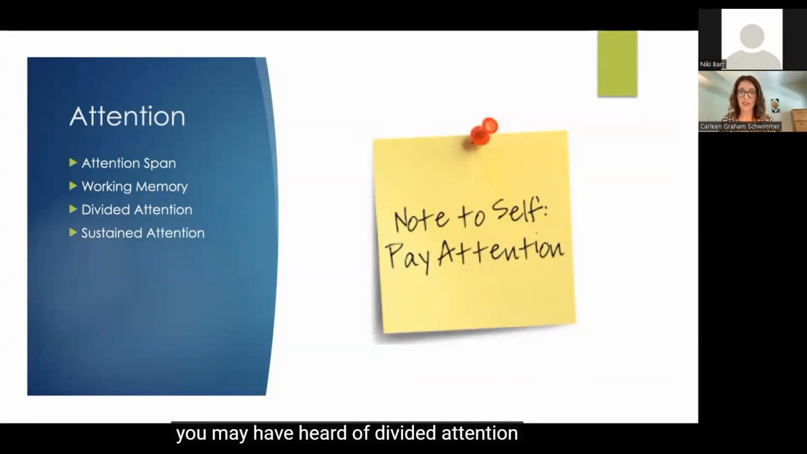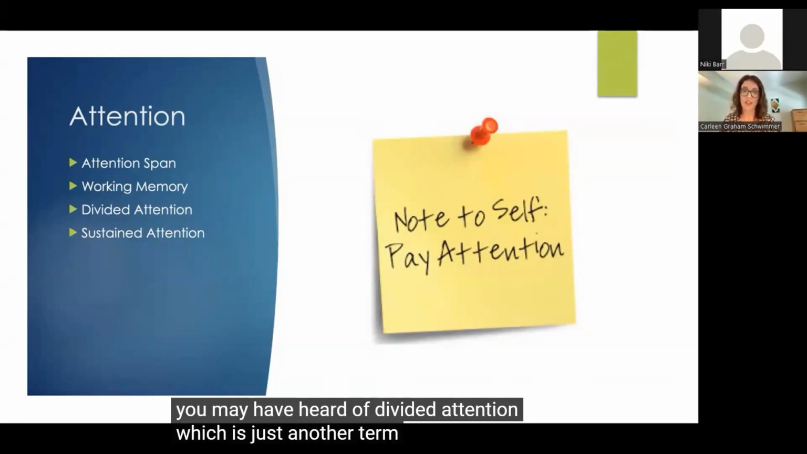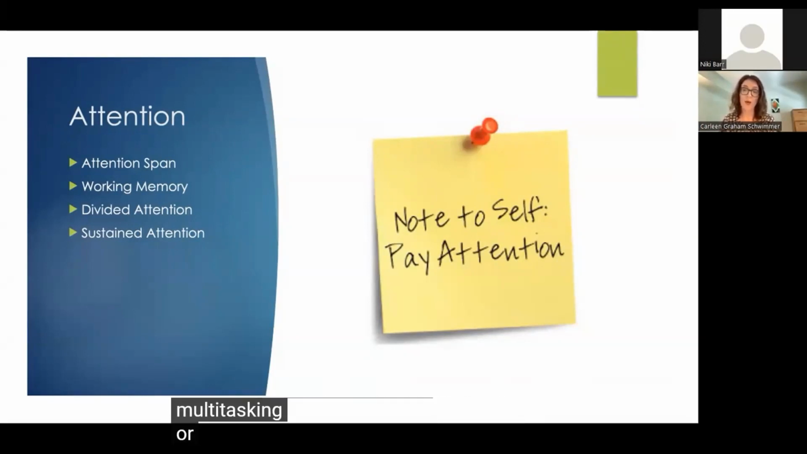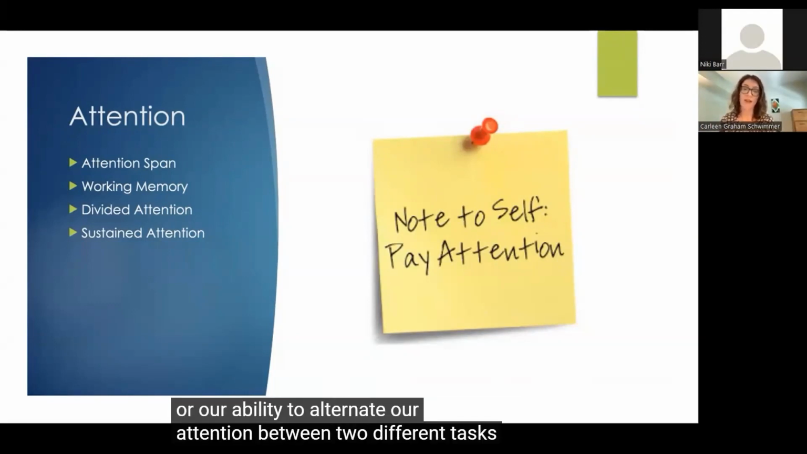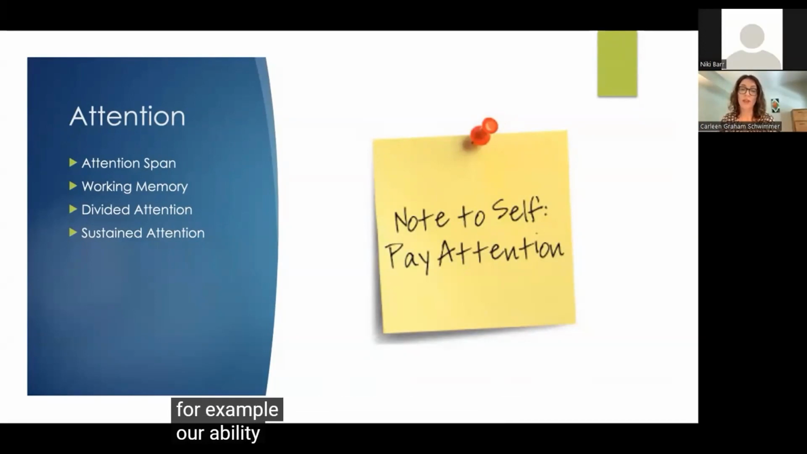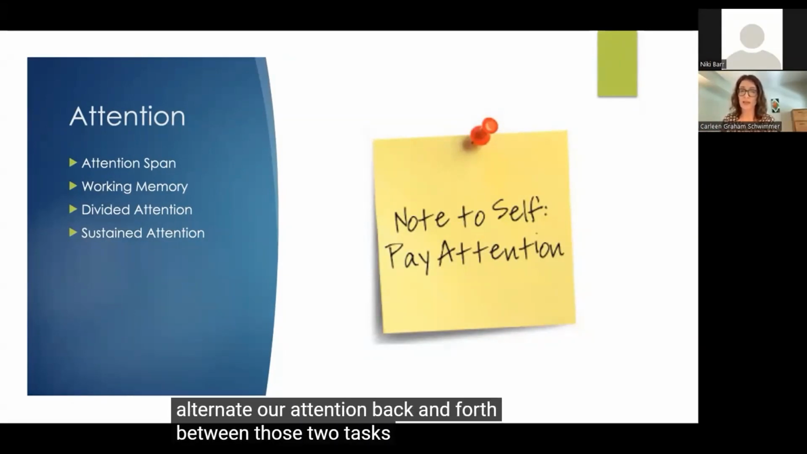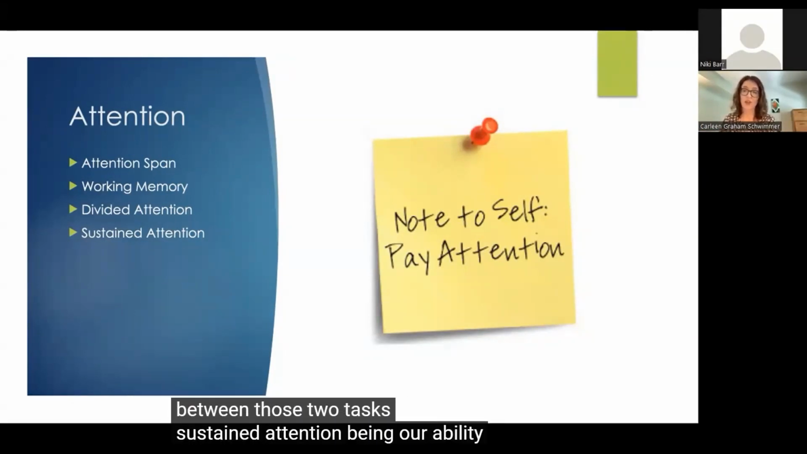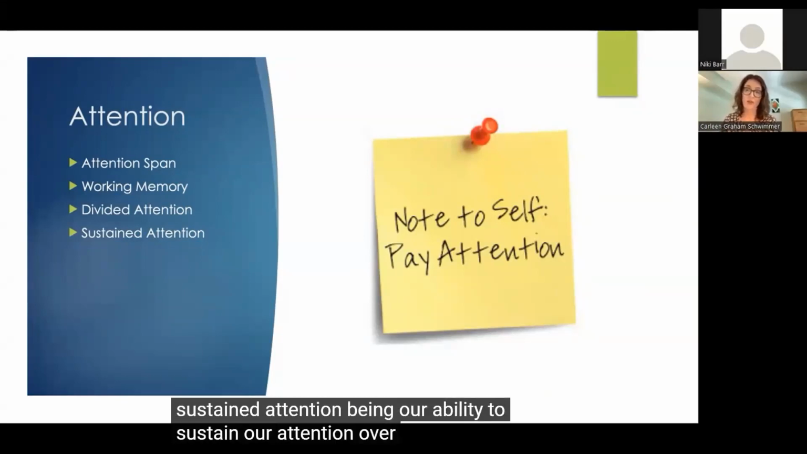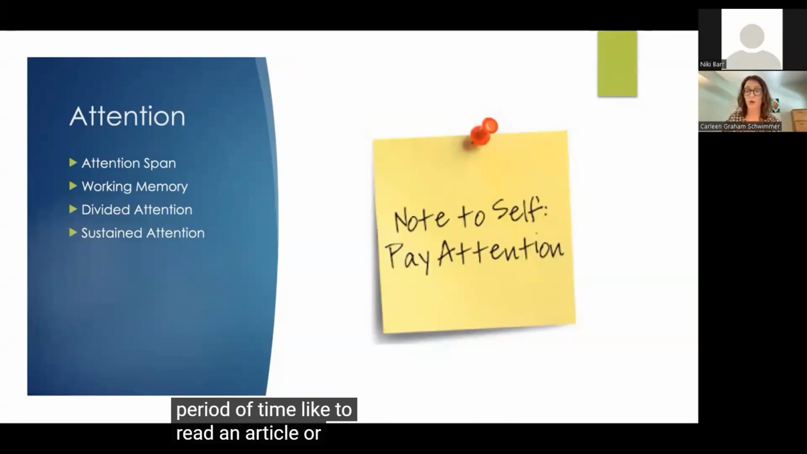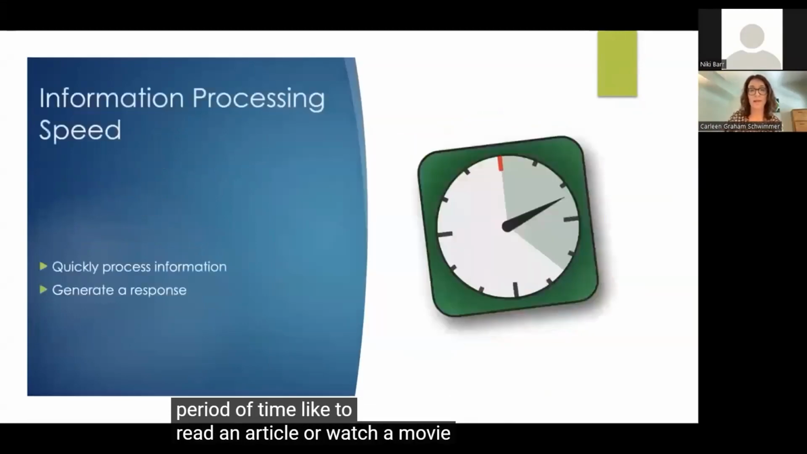You may have heard of divided attention, which is just another term for multitasking, or our ability to alternate our attention between two different tasks. For example, our ability to make dinner while also talking to someone over the phone. We have to alternate our attention back and forth between those two tasks. Sustained attention being our ability to sustain our attention over a longer period of time, like to read an article or watch a movie.